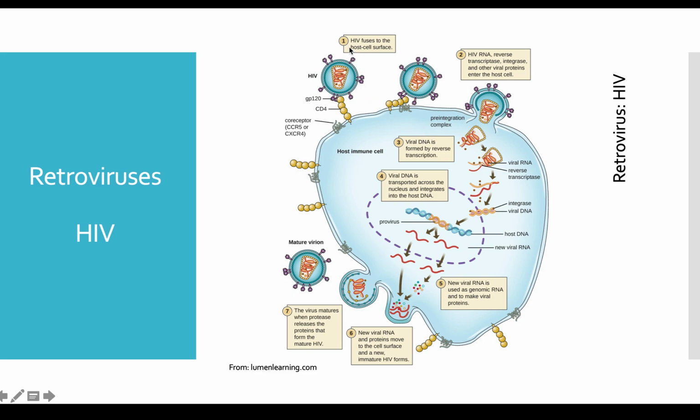But the first step is that HIV fuses to the host cell surface. Now, something to recognize here is we have HIV. This is the virus. You'll notice that it is an enveloped virus. The RNA is sitting happily in here inside this capsid. And we have these little spikes here on the outside that are decorating that envelope and helping the virus locate the specific cells it's interested in.